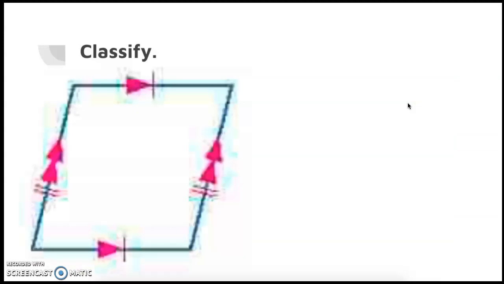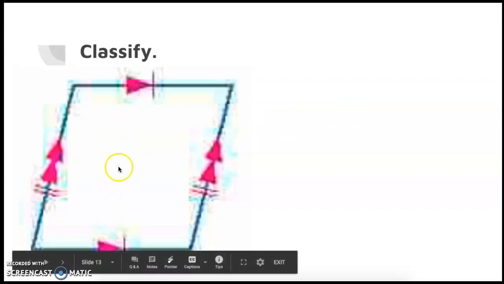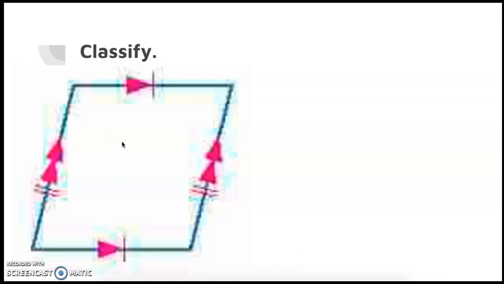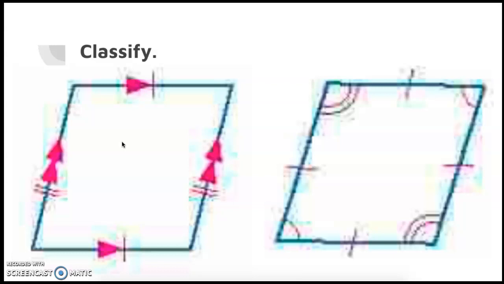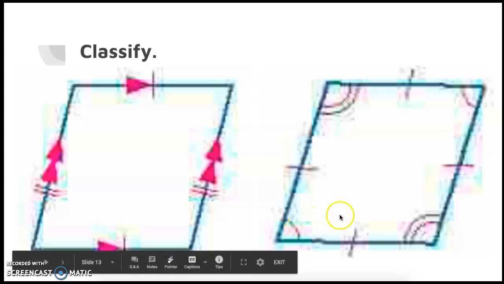Try this next one. This is a parallelogram. The opposite sides are parallel and congruent, and these opposite sides are also parallel and congruent. So that's a parallelogram. And try this last one. That one is a rhombus because it has 4 congruent sides, but it's not a square because the angles are not right angles. So this one is a rhombus.